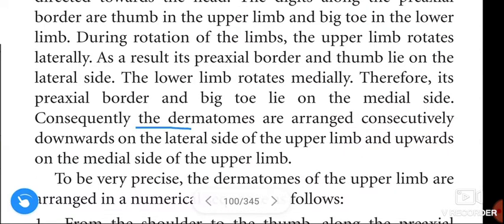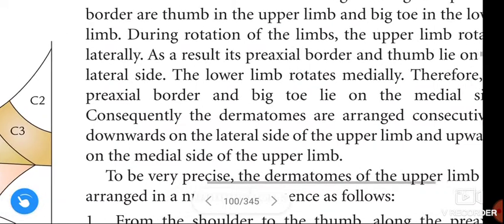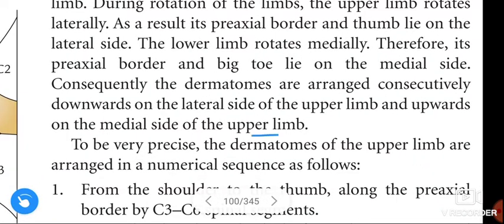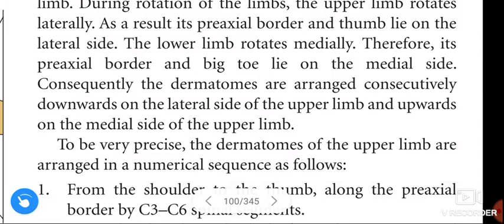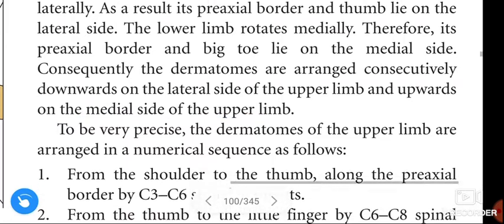Consequently, the dermatomes are arranged consecutively downwards on the lateral side of the upper limb and upwards on the medial side of the upper limb. Likewise, the dermatomes are arranged consecutively downwards on the lateral side of the lower limb and upwards on the medial side of the lower limb.